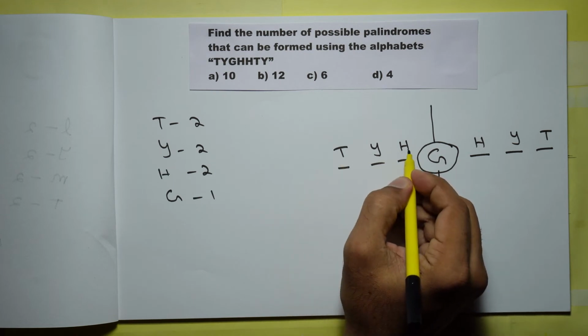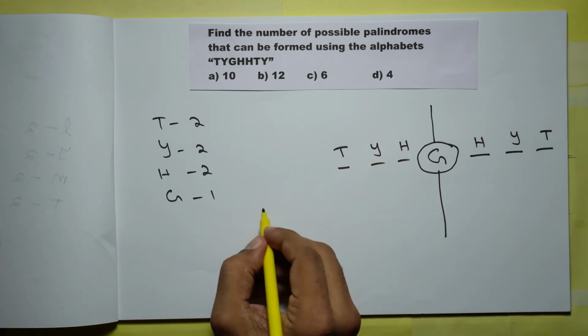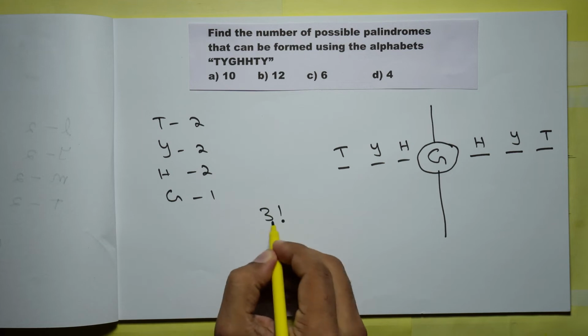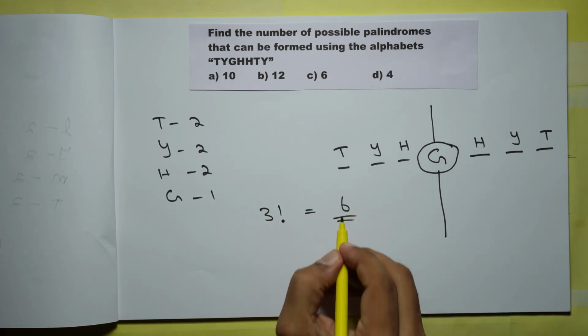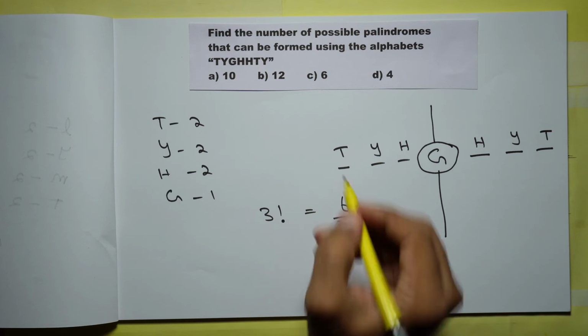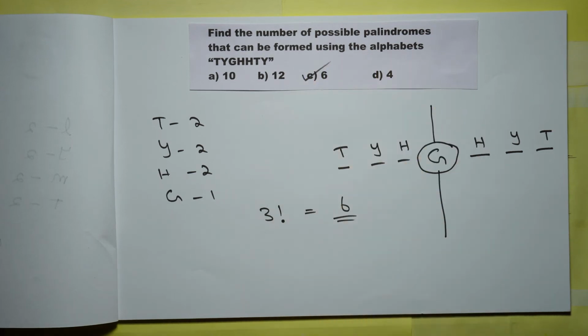In how many ways can they be interchanged? 3 alphabets can be interchanged among themselves in 3 factorial ways. That is 6 ways. Hence altogether 6 palindromes are possible. Hence option C, 6.